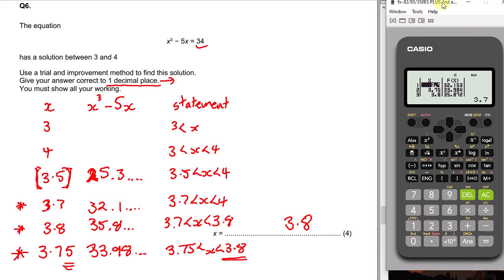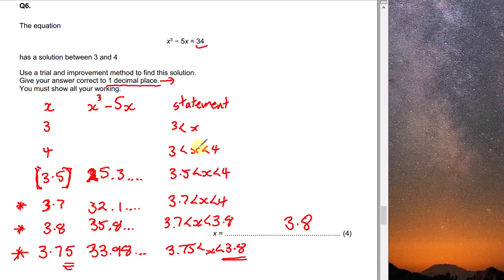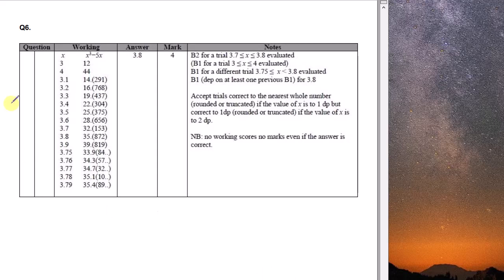That's the different techniques for using calculators to solve that problem. And I'm fairly certain that's the end. Let's just show you the mark scheme for the last question. For a trial, 3.7 to 3.8 evaluated, 2 marks, 1 mark for each of them. You get 1 mark for the testing between these, but it's not needed. Doing the differential trial, finding that one, is 1 mark. And then depending on you doing the previous step correctly, 3.8.